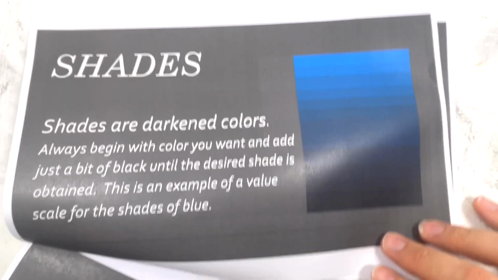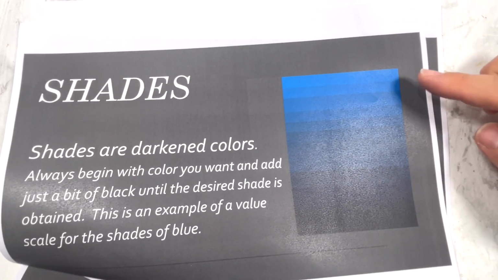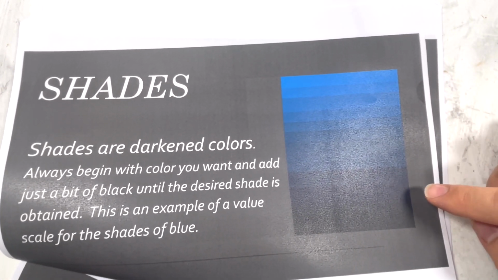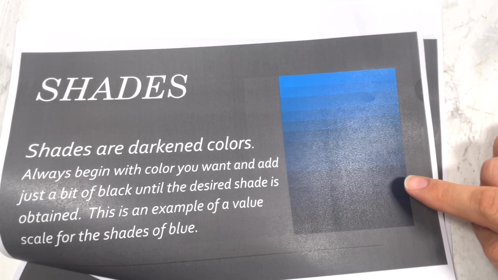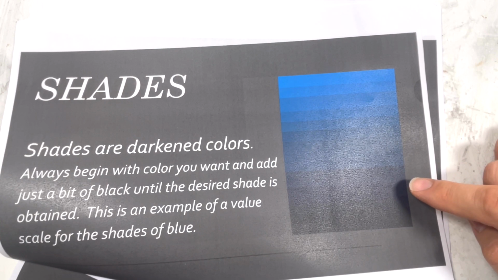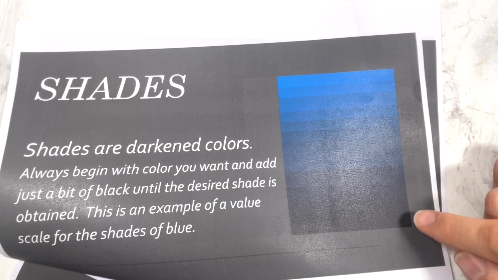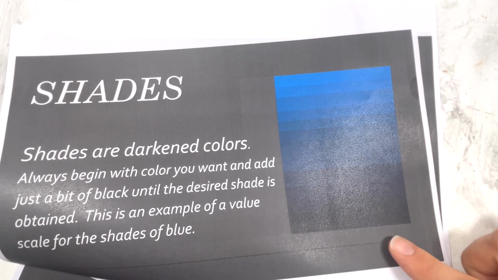Shades, as we said earlier, shades are obtained by adding black. Always begin with the color that you want and add a bit of black until the desired shade is obtained. This is an example of a value scale of shades of blue. So starting from that, keep adding black.